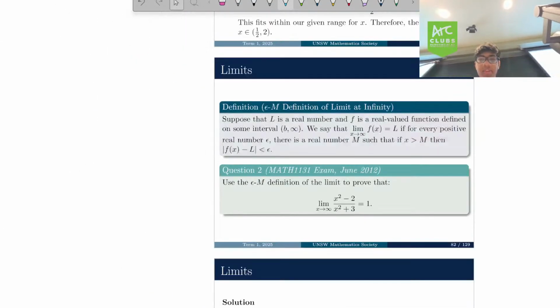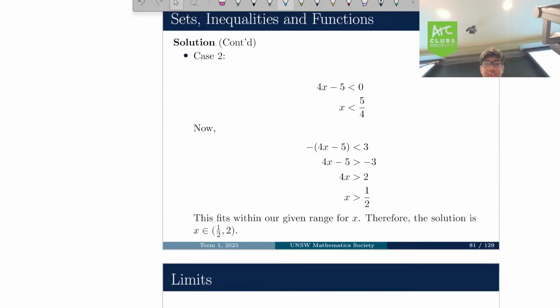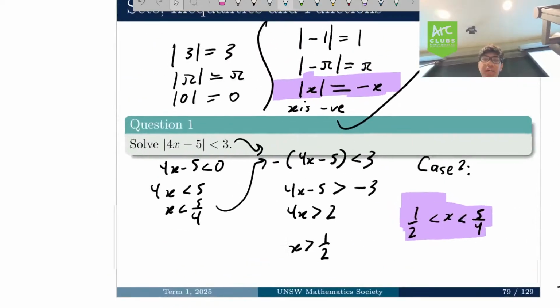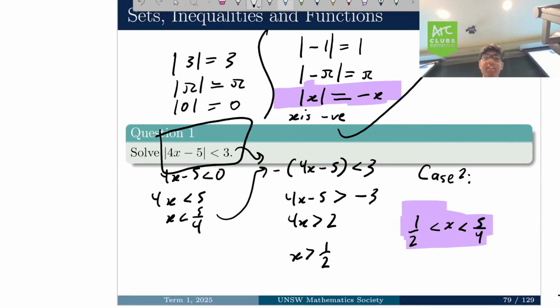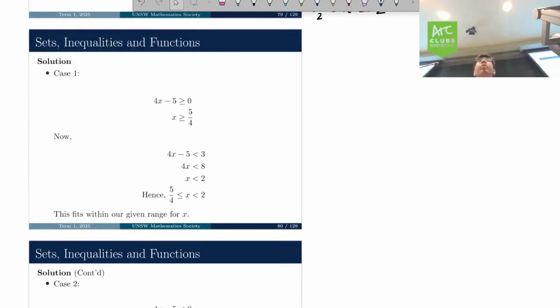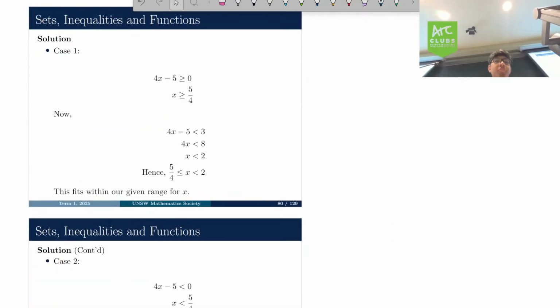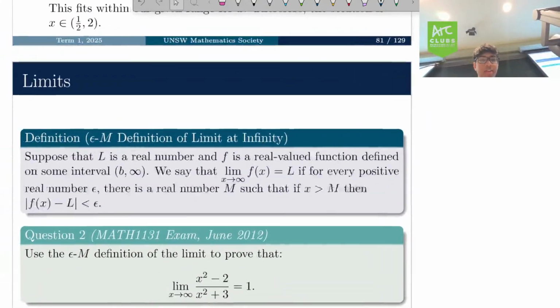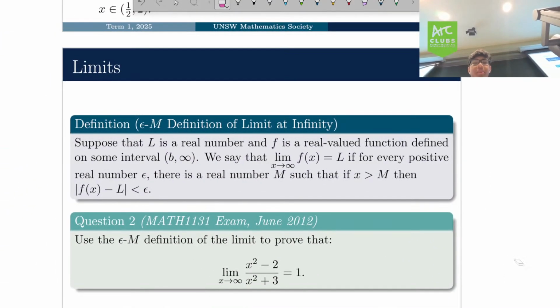And you can see the same thing they've written down here. The solution is anywhere between half and 2. All of these values will satisfy my original inequality. And I did this by considering each case where the inside is positive or negative. Are there any questions with that? We cool? Cool. Now I'm just going to keep going on to limits.